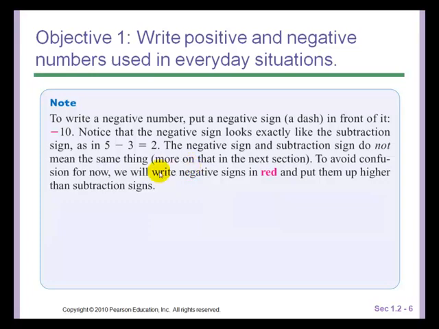To avoid confusion for now, we will write negative signs in red and put them up higher than subtraction signs. So this will be our negative, notice it is raised, and this will be our subtraction. Other than this example, all the subtractions will be black, like the rest of the text. So again, this means negative 10, this means 14 minus 10.